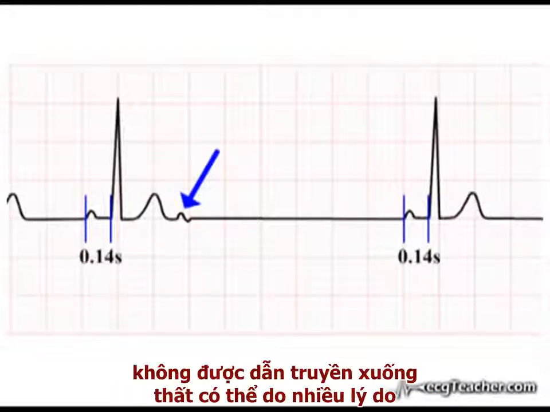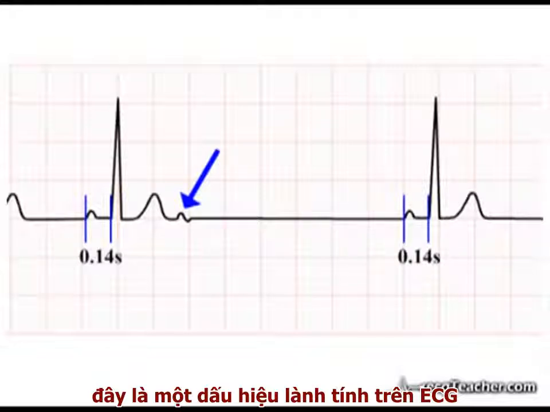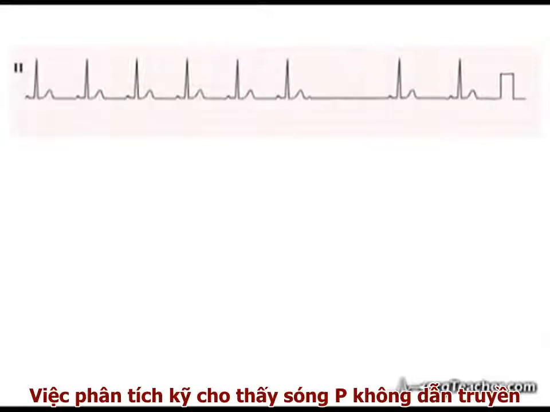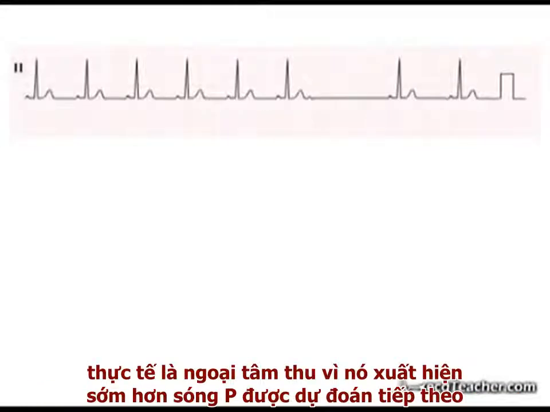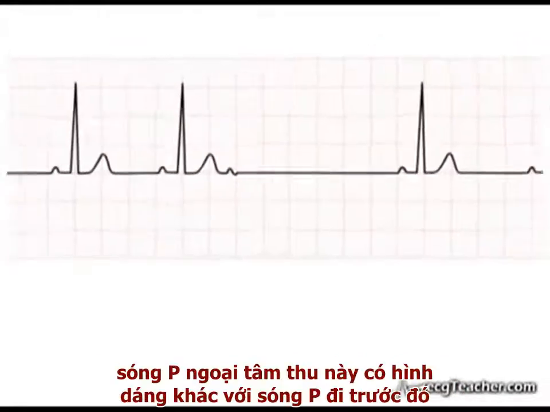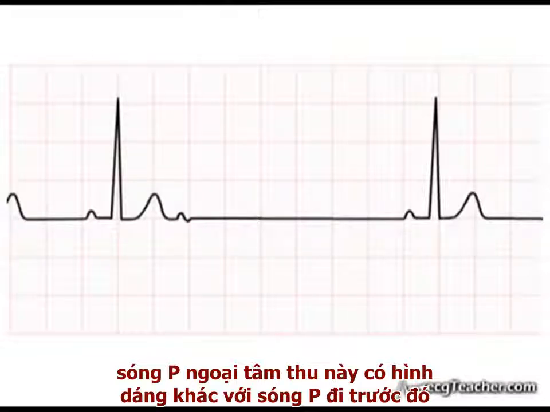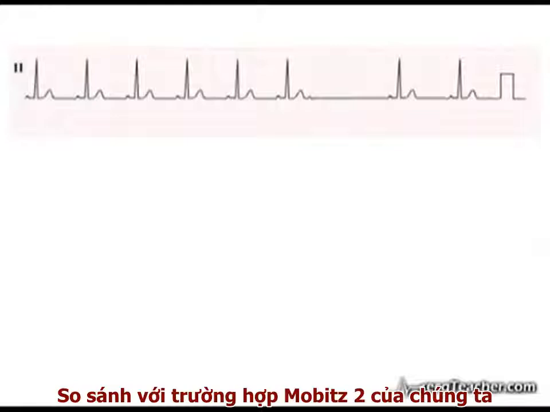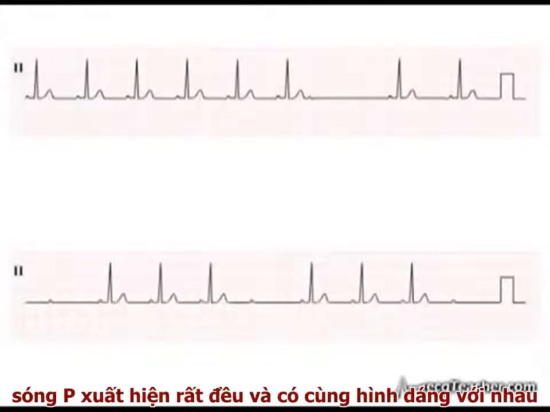Ectopic atrial discharges may not be conducted for a variety of reasons, a benign finding on the ECG. Careful analysis demonstrates that the non-conducted P wave is in fact premature, occurring well before the next expected P wave. Also, as expected, the ectopic P wave has a different morphology than those preceding it. Compare this to our case of Mobitz type 2. The P waves occur with monotonous regularity and are of uniform morphology.